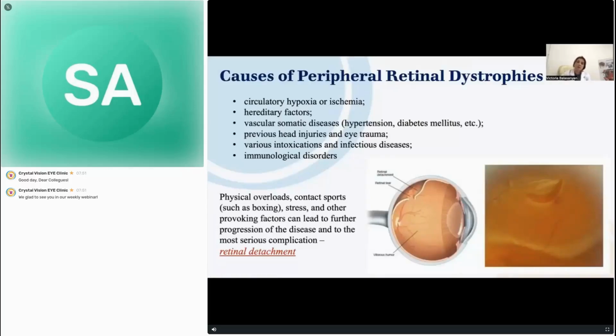One of the main pathogenetic factors in peripheral retinal dystrophy is the alteration of hemodynamics in the eyeball. There are suggestions about the possible disruption of metabolism and the structure of cellular membranes against the backdrop of insufficient blood circulation in the peripheral region of the retina. Such changes are assessed as circulatory hypoxia and ischemia. Other causes that create conditions for the development of peripheral retinal dystrophy include hereditary factors, vascular somatic diseases, hypertension, diabetes mellitus, etc. Previous head injuries and eye trauma, various intoxications and infectious diseases, and immunological disorders.